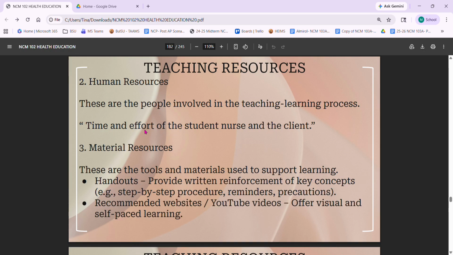Next is human resource. Okay? So, these are the people involved in the teaching-learning process. So, ito yung time and effort of the student, nurse, and the client. Okay? That's human resource. That's a resource. Yung time ninyo, yung effort ninyo.